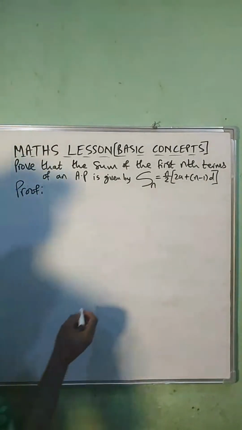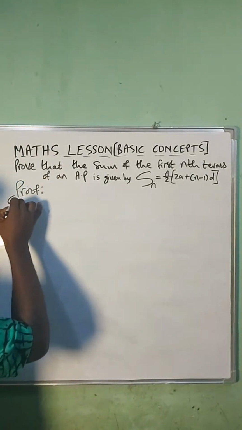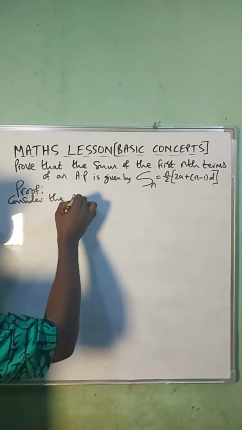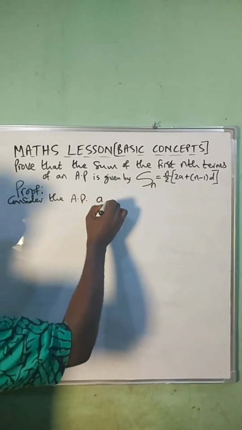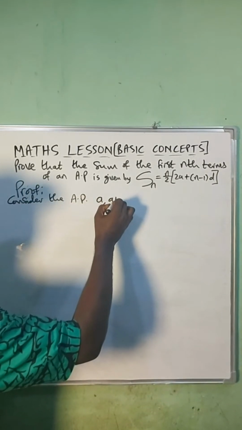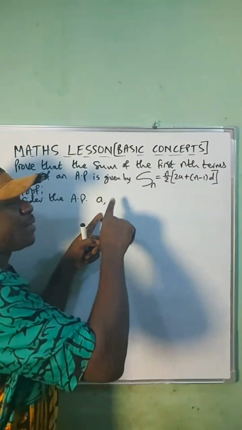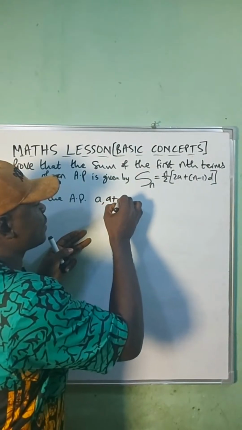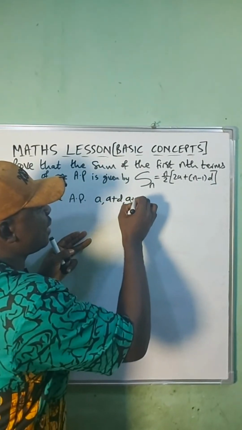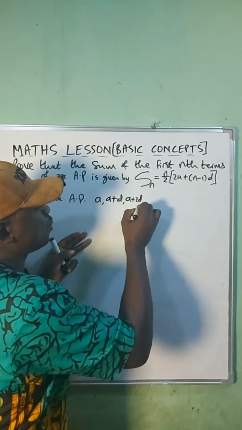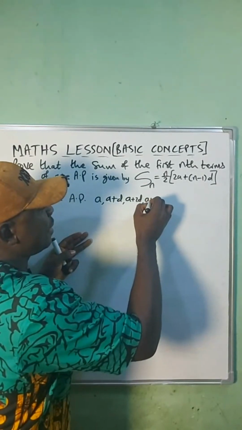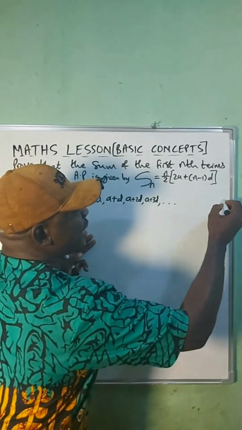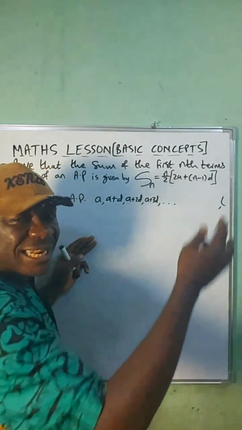Okay, so consider the arithmetic progression. Consider the AP. A is the first term. To get the next one, I'll add the common difference. That's a plus d. The next one, a plus 2d, a plus 3d, and so on and so forth. Then I'll get the last one. The last one will be L. L is the last term.